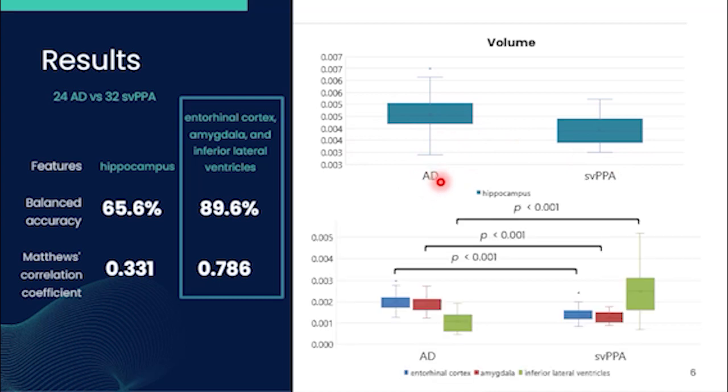And here we can see each one individually. In this model, these were the three features that were used to compare the two groups. We can see that anterior entorhinal cortex and amygdala had lower volume compared to Alzheimer's. And in contrast, Alzheimer's has lower inferior lateral ventricle volume compared to the semantic variant. So here we can say that these two dementias can be discriminated using imaging features.